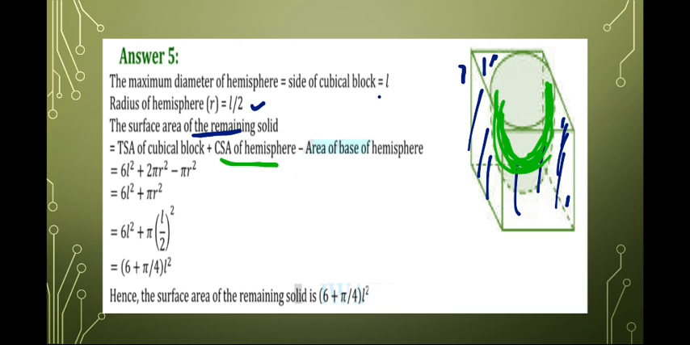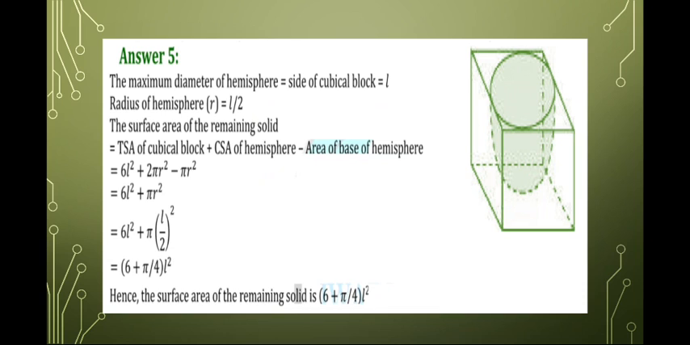Now if you look at the diagram, this top section is not here, because you already cut out the hemisphere. That's why this top section is not there. That's why you have to deduct this pink portion, which is the area of the base of the hemisphere. Now in place of these three, just put the formula. Total surface area of the cuboidal box is 6L square, curved surface of hemisphere is 2 pi r square, area of base is pi r square. Just do the calculation, put the values, and it will be (6 + pi/4) L square.